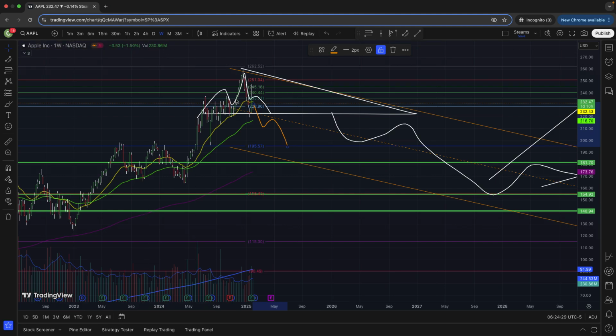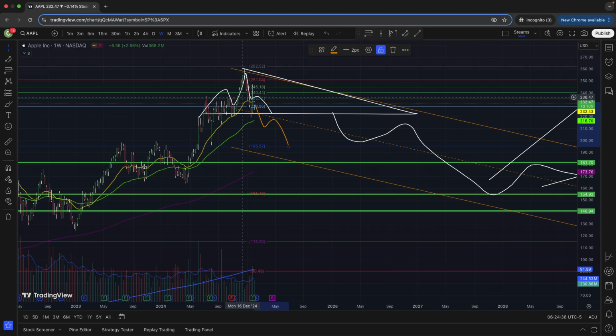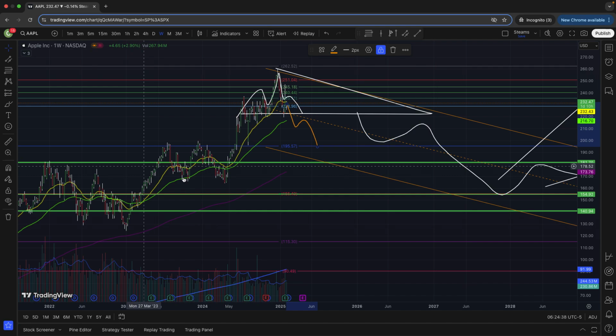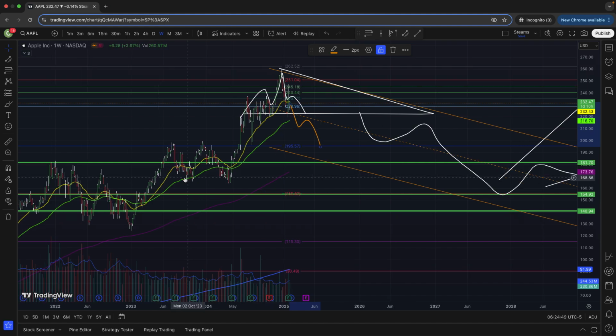So yes, I like Apple. I have good faith for upside in Apple, but you can see what Apple does every time it gets above these green and yellow lines. It does a little descending channel. It's doing this descending channel right now. So we're trying to catch it between yellow and green.